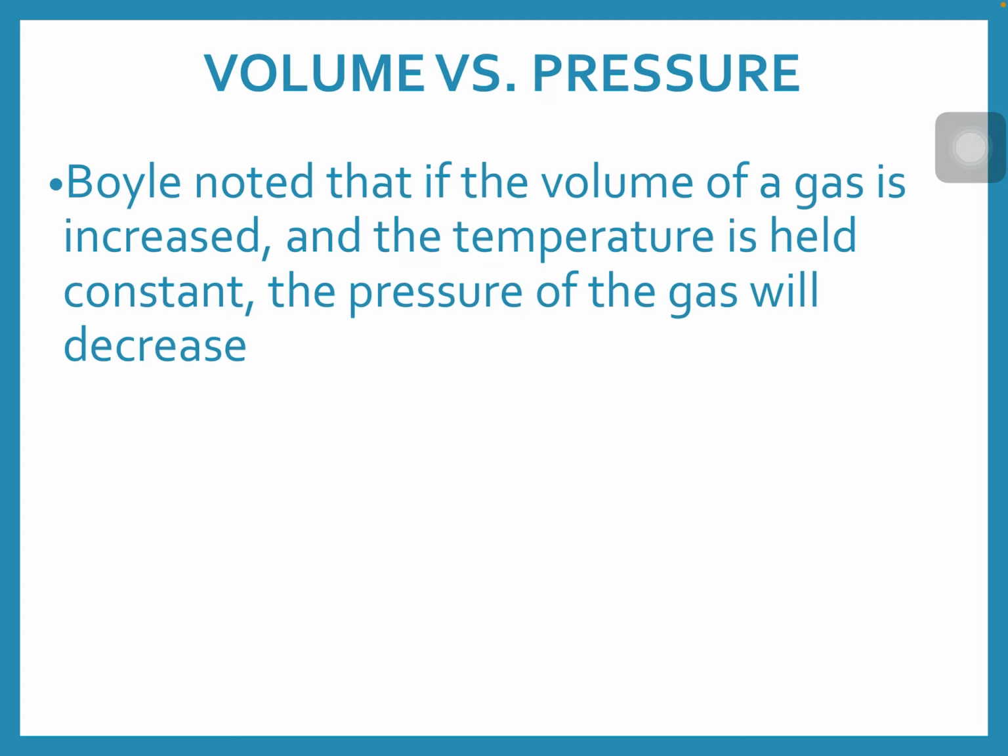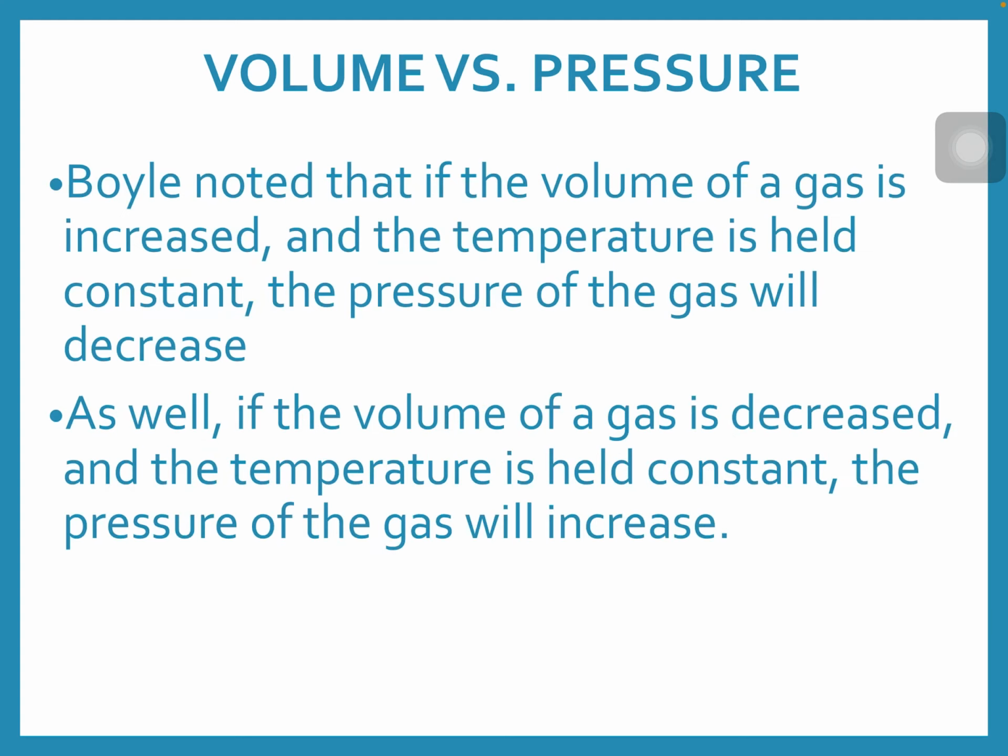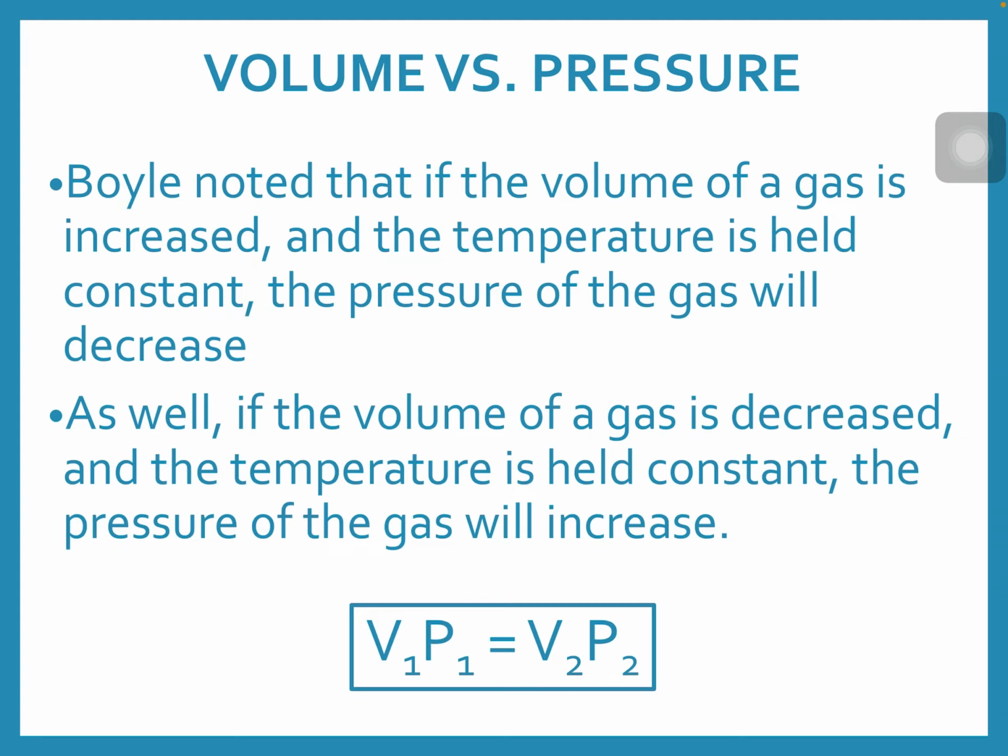So that is the result that Boyle found: when the volume of a gas is increased and the temperature remains the same, the pressure is going to decrease. Or if the volume decreases and the temperature stays the same, then the pressure will increase. Mathematically, the relationship is the initial volume times the initial pressure is equal to the final volume times the final pressure. So whatever I start with for volume and pressure, if this number increases, then this number needs to decrease for the overall amount to equal what it was before.